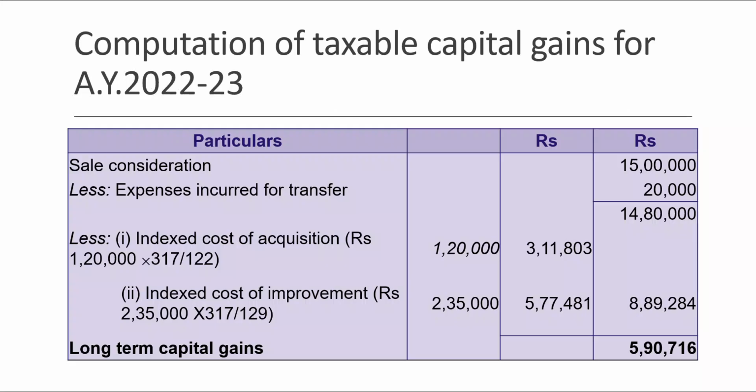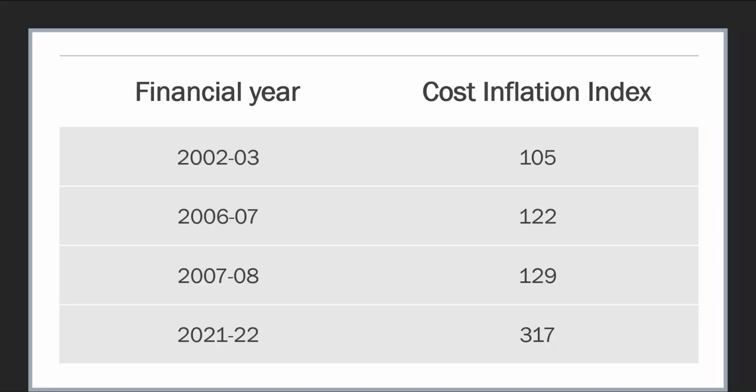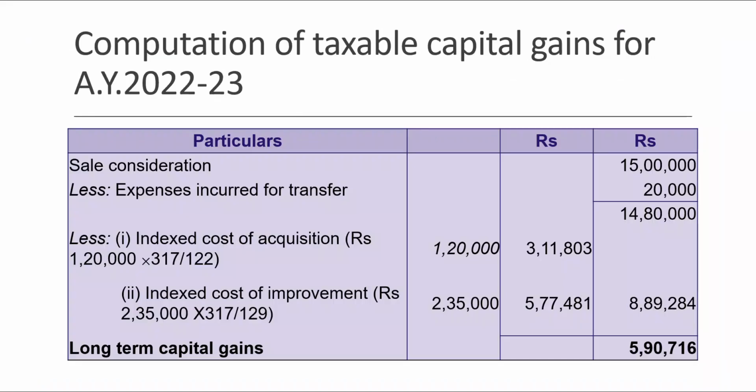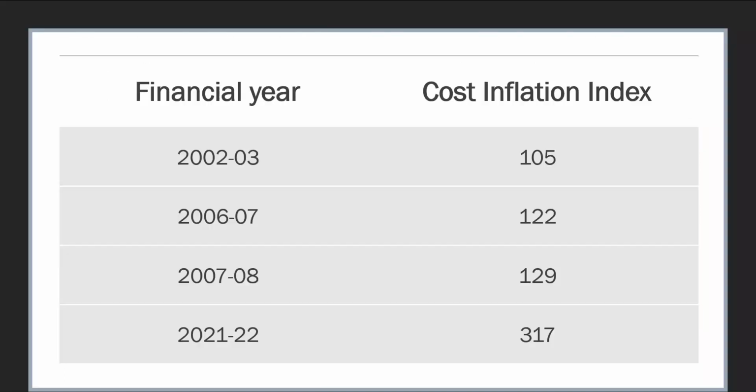Okay, तो हमने क्या करा? 317 divided by 122 into 1 lakh, so it became 3 lakh. And then the improvement happened in which year? In 2007-2008 when the index was 129. So we applied it to that. So it became 8,89,000. So long-term capital gain is 5,90,000. Is that okay? One more thing, just before you ask a question.